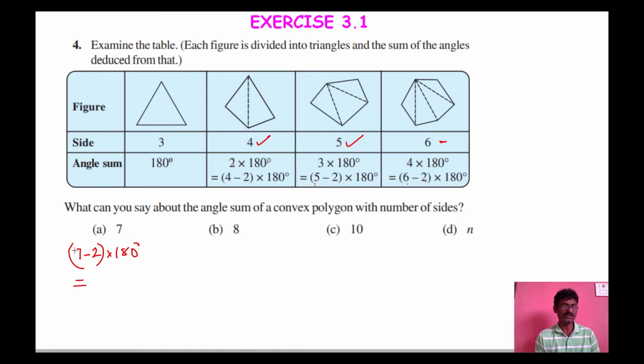So this is equal to 7 minus 2, which means 5. So 5 times 180 degrees is equal to 900 degrees.